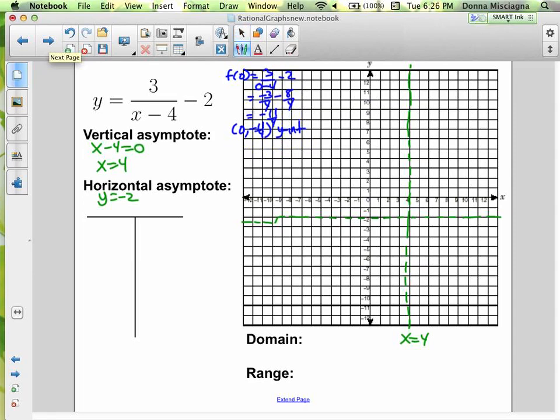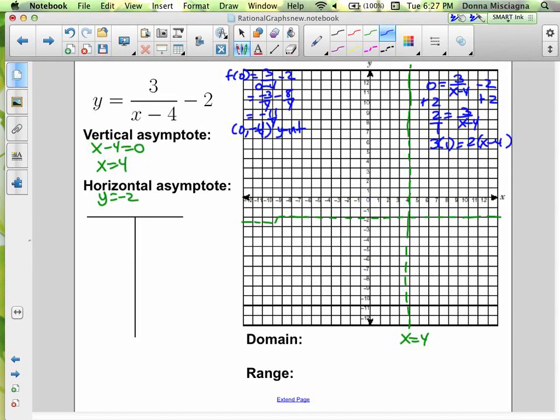Let's find the x-intercept by plugging in 0 for y. So 0 equals 3 divided by x minus 4, minus 2. Add 2 to both sides. That's 2 equals 3 divided by x minus 4. We can cross multiply. So we have 3 times 1 equals 2 times x minus 4. 3 times 1, of course, is just 3. Distribute the 2, so that would be 2x minus 8. And then add 8 to both sides.